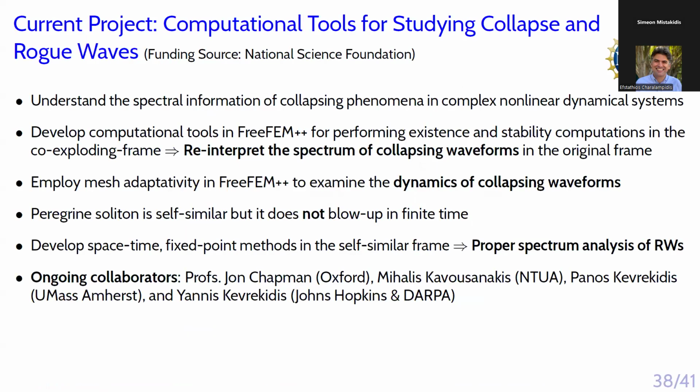So there are things that I'm planning on developing in the next years. One is about studying collapse events and rogue waves. I'm very much interested in finite elements recently in order to compute those collapsing waveforms and understand their stability characteristics. This is ongoing work with John Zappa at Oxford, with Michalis Kavousanakis in Athens, with Panos Kevrekidis at UMass, and Yanis Kevrekidis and John Hawkins at DARPA.